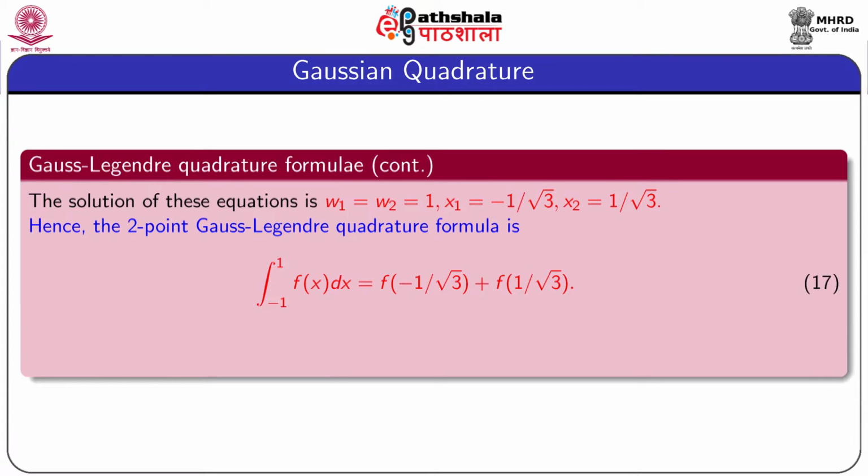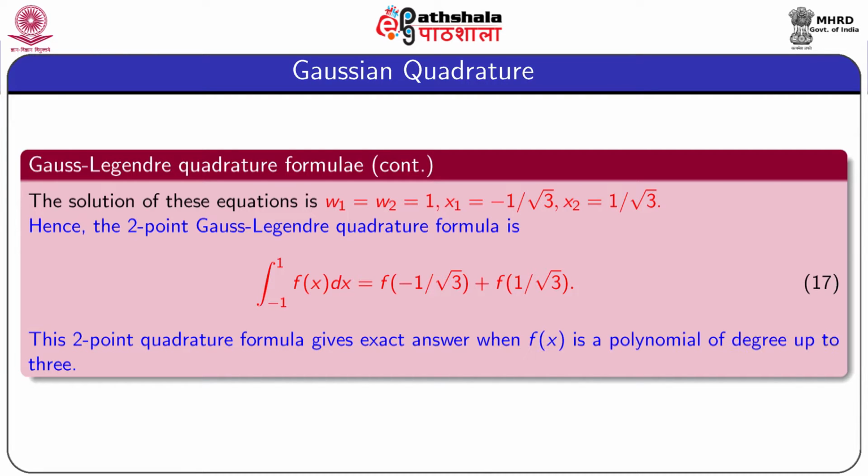Thus, in this case, the Gauss-Legendre quadrature formula becomes integration from minus 1 to 1 of f(x) dx equal to f of minus 1 by root 3 plus f of 1 by root 3. That means equation 17 is the Gauss-Legendre quadrature formula for n equal to 2, and this formula is known as the 2-point Gauss quadrature formula and gives the exact answer when f(x) is a polynomial of degree up to 3.